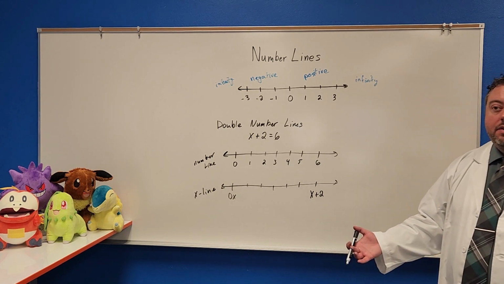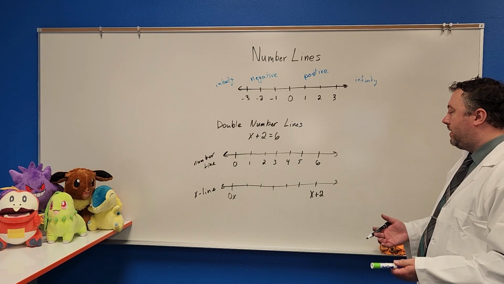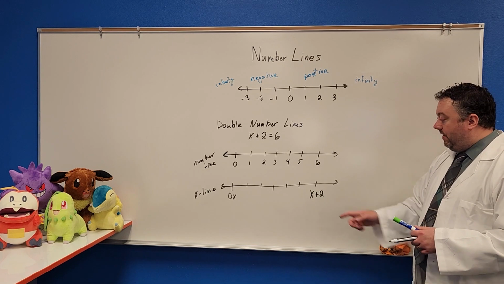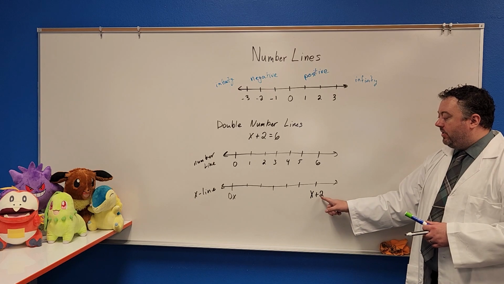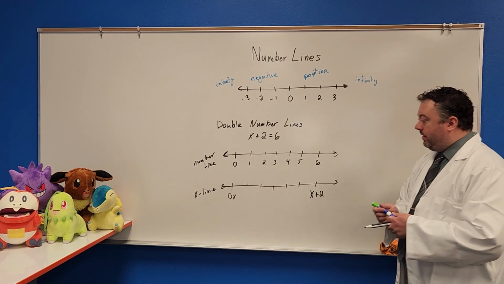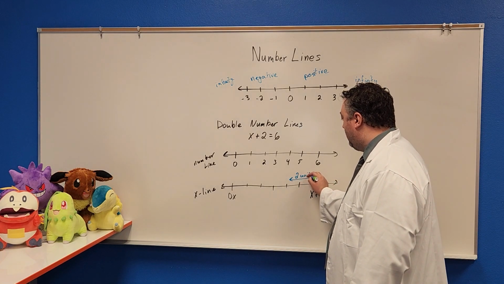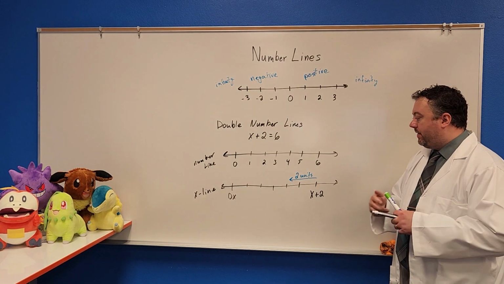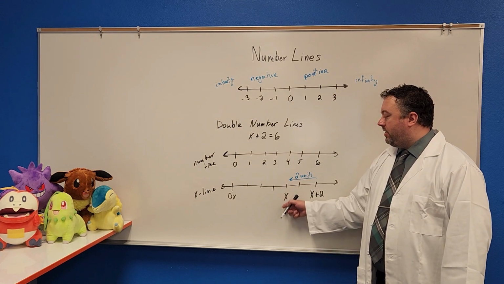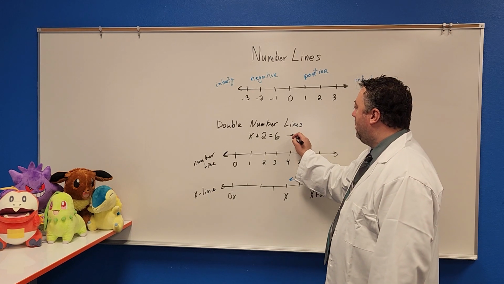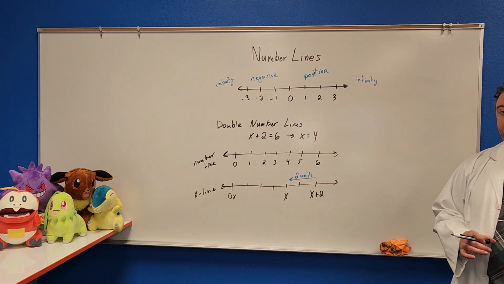Now, the question is, where's x? If this is x plus 2, where is x? Well, if this is x plus 2, this is saying that this position is 2 units to the right of x. So if I go back 2 units to the left, this is where I would end up with x. Now, what does x match up with now? X equals 4. And if you remember from our equations video, that's what we got.